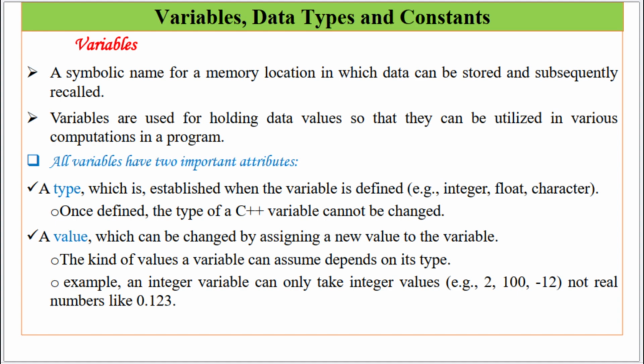All variables have two important attributes. A type, which is established when the variable is defined, e.g. integer, float, character. Once defined, the type of a C++ variable cannot be changed. A value, which can be changed by assigning a new value to the variable. The kind of values a variable can assume depends on its type. Example: an integer variable can take integer values, e.g. 2, 100, -12, not real numbers like 0.123.